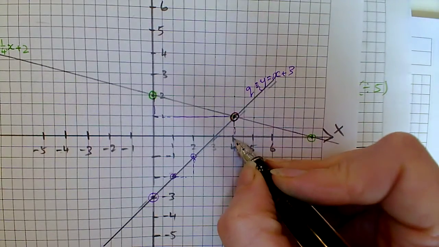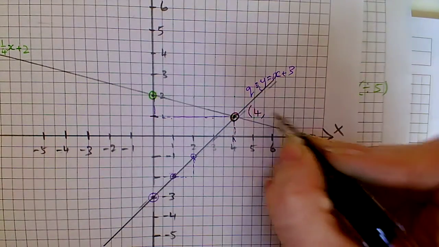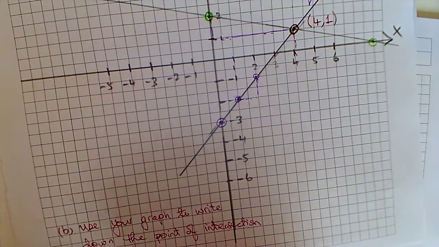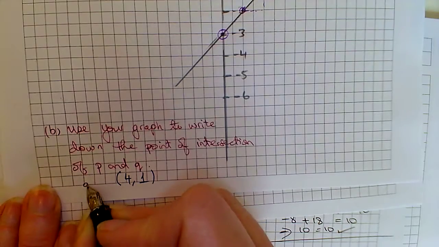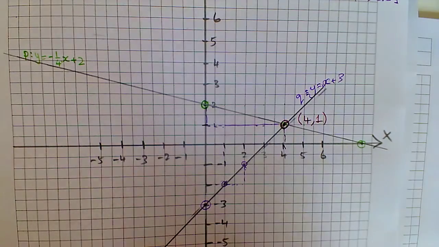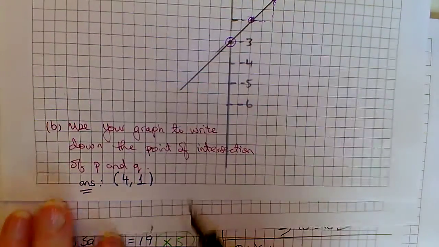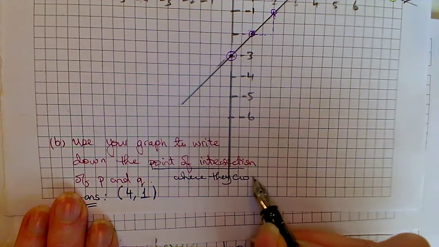So what are the coordinates of that? Well, the x coordinate is 4 and the y coordinate is 1. So I'm saying that the point of intersection of the graphs is, just using my graph, 4, 1. So that's the answer. I'm just writing it down straight away. Now, if you'd made a mistake in your graph, you can still get full marks for this. The important thing is that you use your graph correctly to write down the point of intersection, where they cross over.